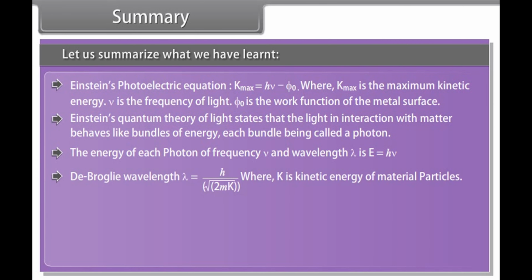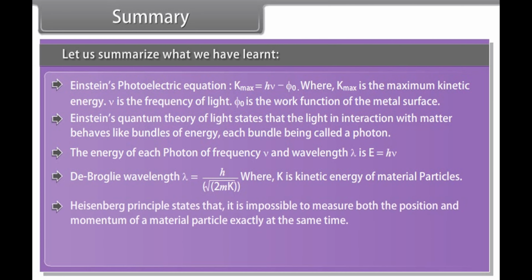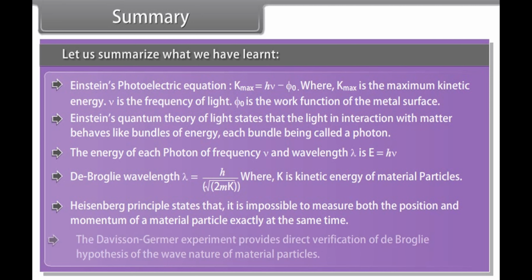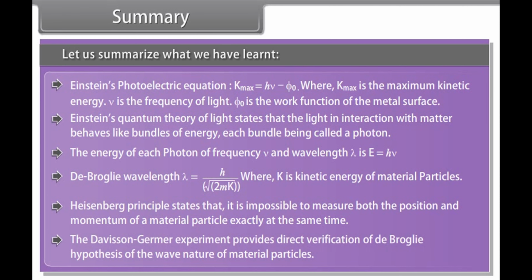The de Broglie wavelength lambda equals h by square root of 2mk, where k is the kinetic energy of material particles. The Heisenberg principle states that it is impossible to measure both the position and momentum of a material particle exactly at the same time. The Davisson-Germer experiment provides direct verification of the de Broglie hypothesis of the wave nature of material particles.